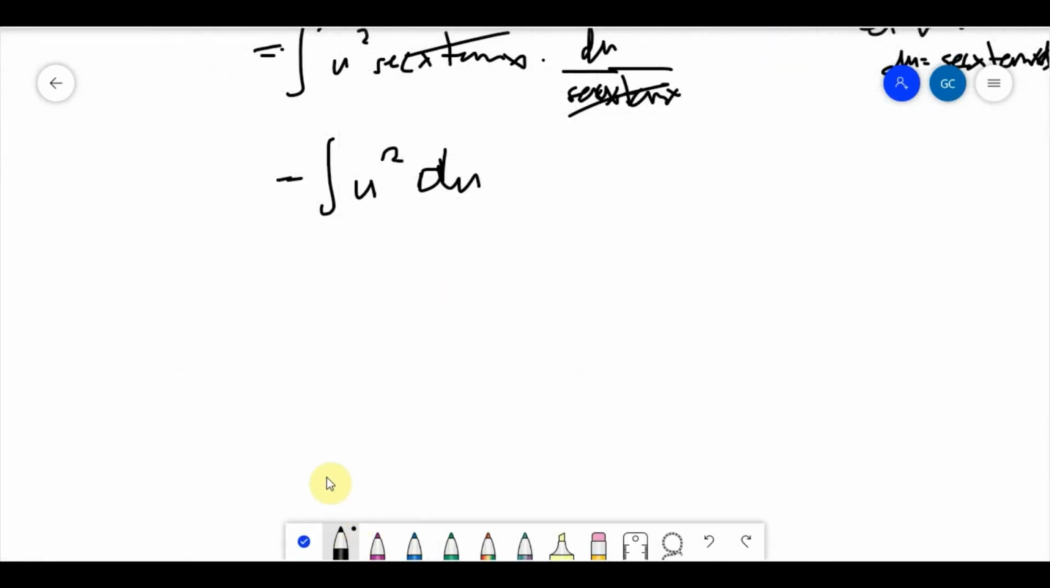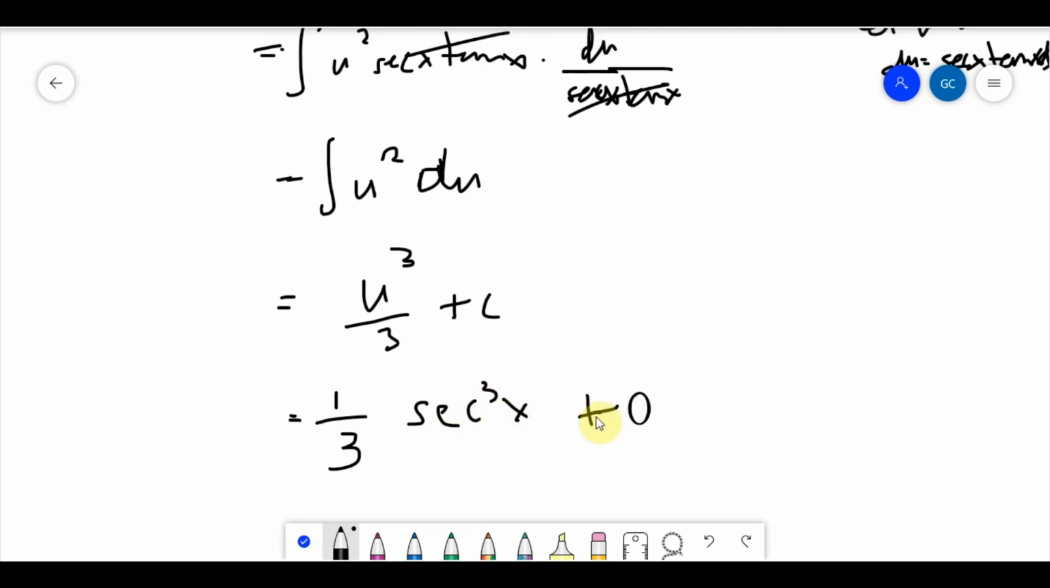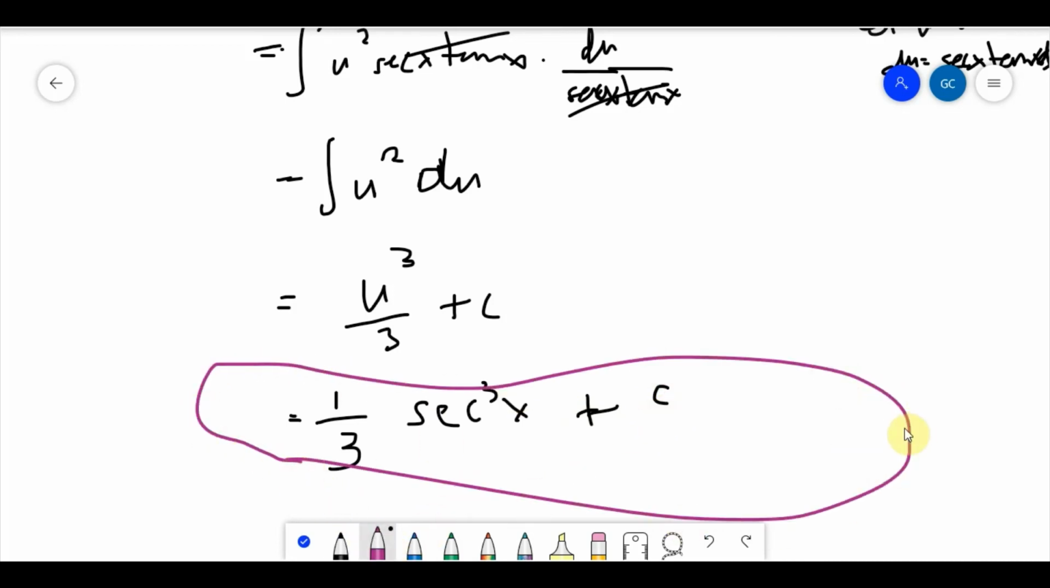Now we will use the power rule for this one, that will be equal to u to the third over 3 plus some constant. Then substitute back what is u. u is secant x, so we have secant cubed x over 3 plus some constant. Now this is our final answer.